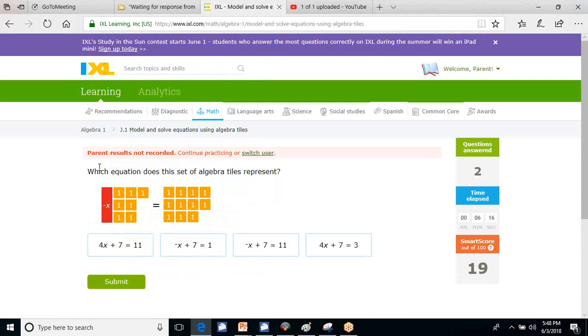All right, so let's look at now. Which equation does this set of algebraic tiles represent? You have minus x, and then you have, sorry, the equations are down here, but this one you have minus x, okay? And then you have 2, 4, 7. So minus x plus 7, and that is equal to 8 and 3, 11. Which one represents that?